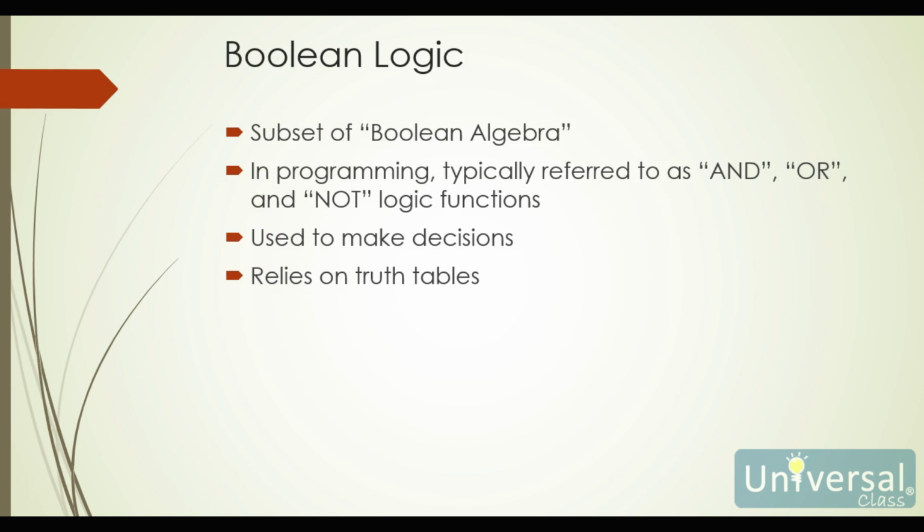Most programming languages use Boolean logic to make decisions. Boolean logic is a subset of Boolean algebra and is typically used to reference things like and, or, not. We use this to make decisions, and it relies on what are called truth tables.